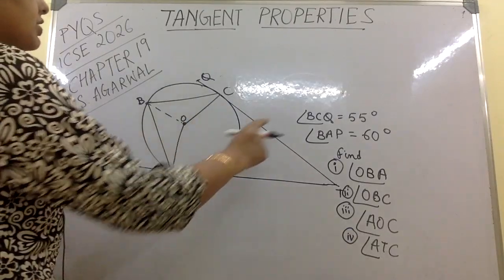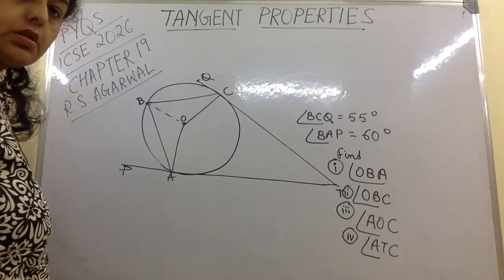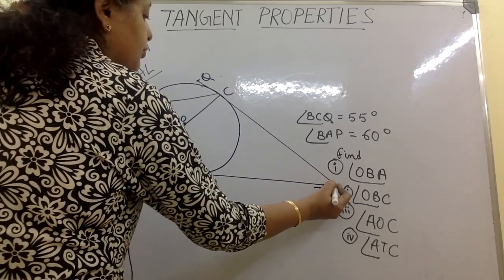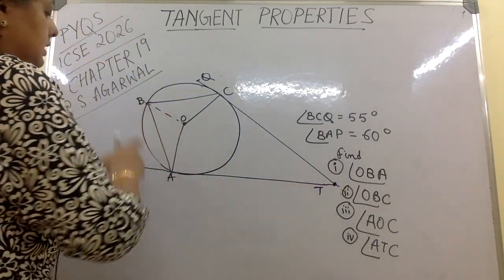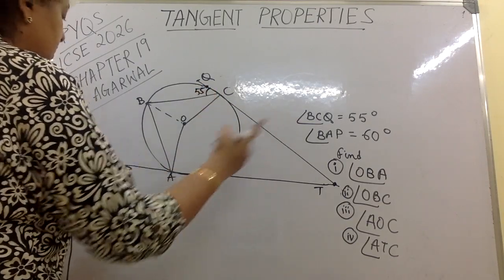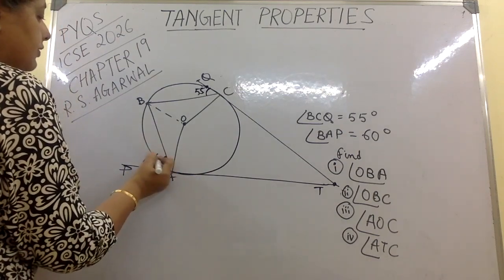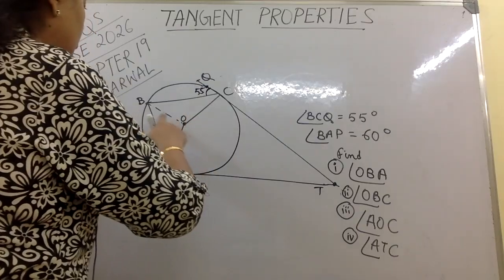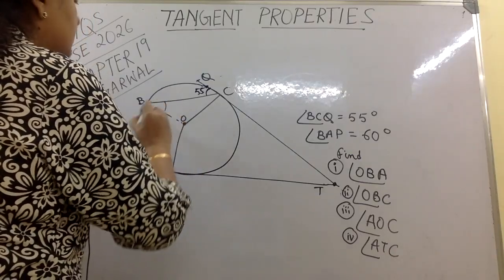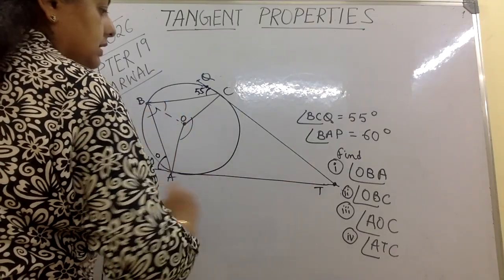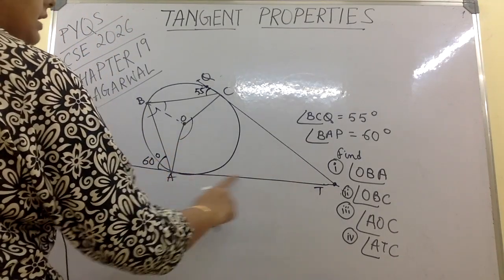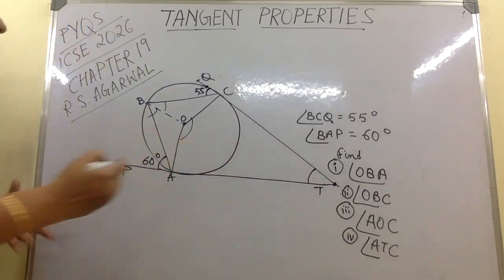So here is our next question. Here is T, this point is T. Now BCQ, this angle, is 55 degrees and BAP is 60 degrees. Always write it first. Now we are supposed to find OBA, this angle, and OBC, this angle. AOC is this angle. We should mark them, then it will come easily. ATC, A and T and C, that is this angle. So we are supposed to find these four angles.